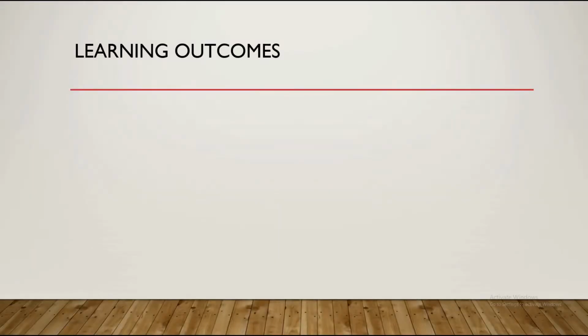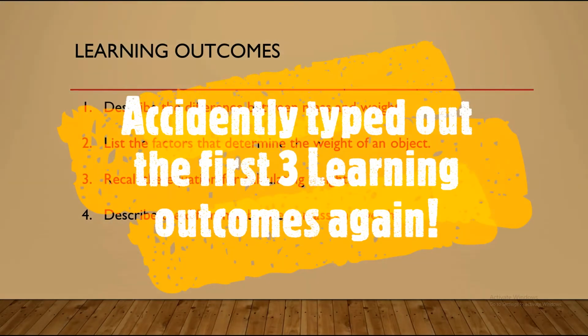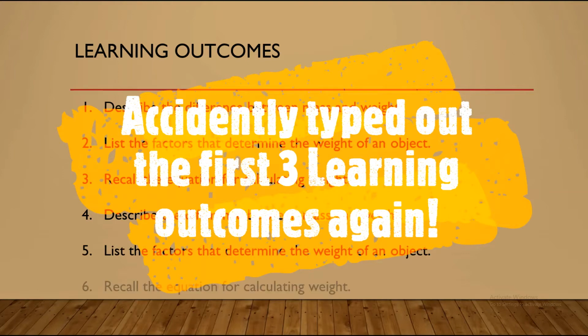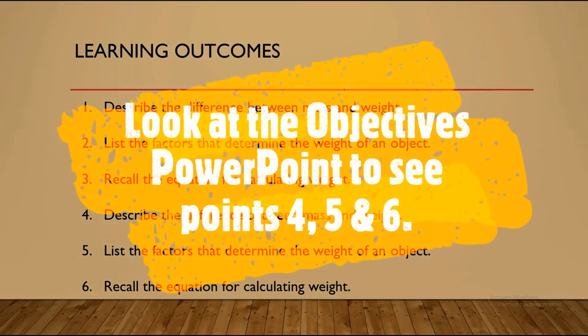Learning outcomes: describe the difference between mass and weight, list the factors that determine the weight of an object, and recall the equation for calculating weight. So they're the learning outcomes.